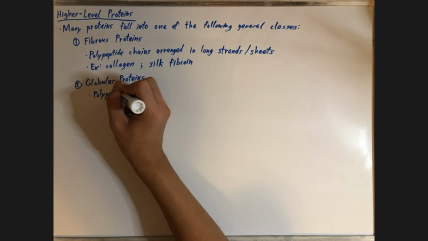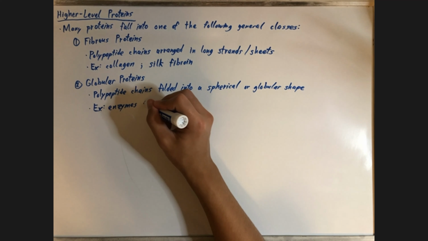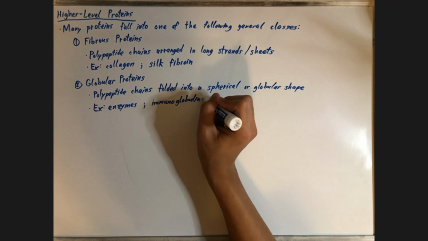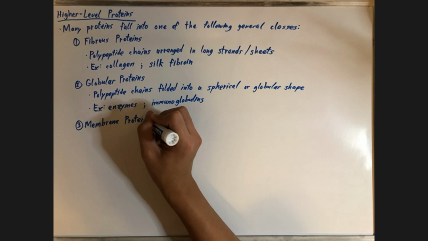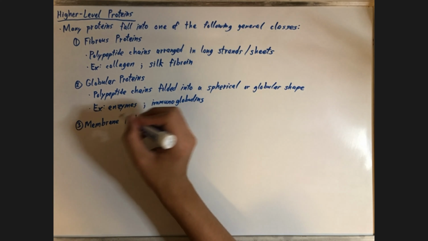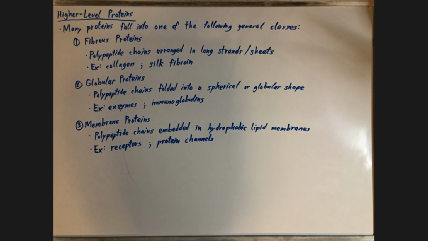We also have globular proteins, which are polypeptide chains that are folded into a spherical or globular shape. These can be things like enzymes and immunoglobulins. We also have membrane proteins, which are polypeptide chains embedded in hydrophobic lipid membranes. And these could be things like membrane receptors or protein channels.